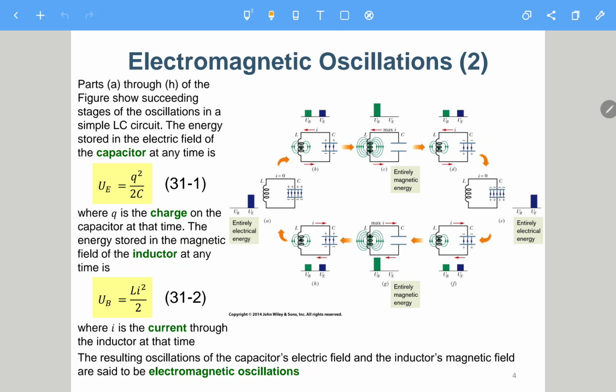Okay, I just mentioned UE to be Q squared over 2C, or I just mentioned 1/2 CV squared. Actually these two are the same. You just need to use Q equals CV to change the variable. These two are equivalent to each other. And of course, UB is 1/2 LI squared, so nothing special.